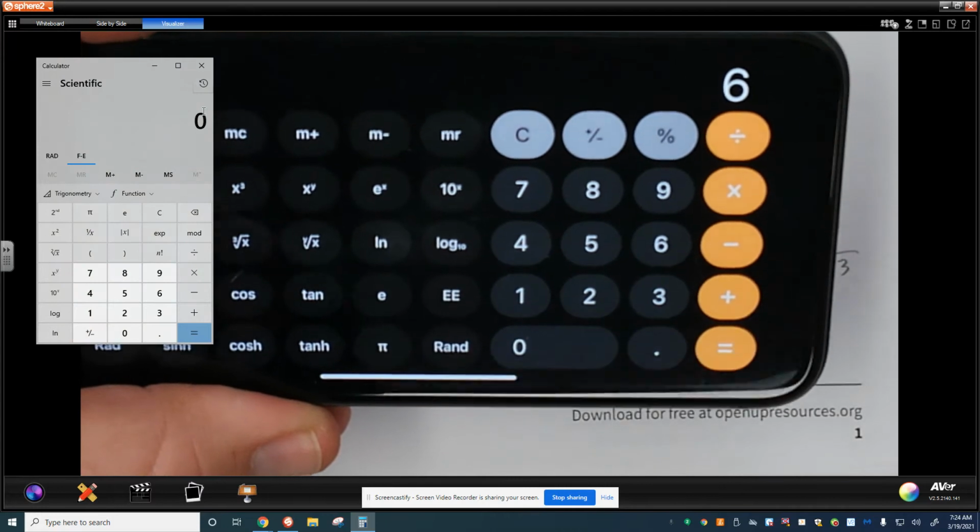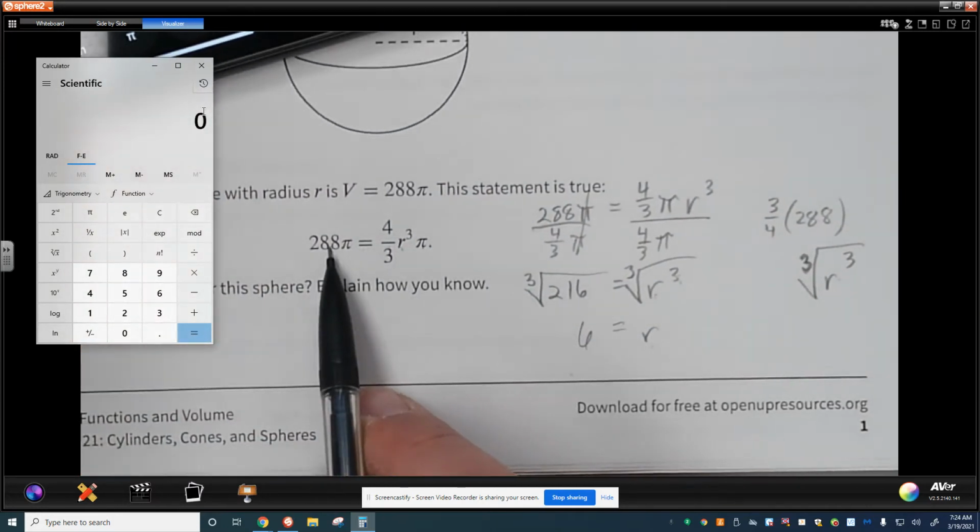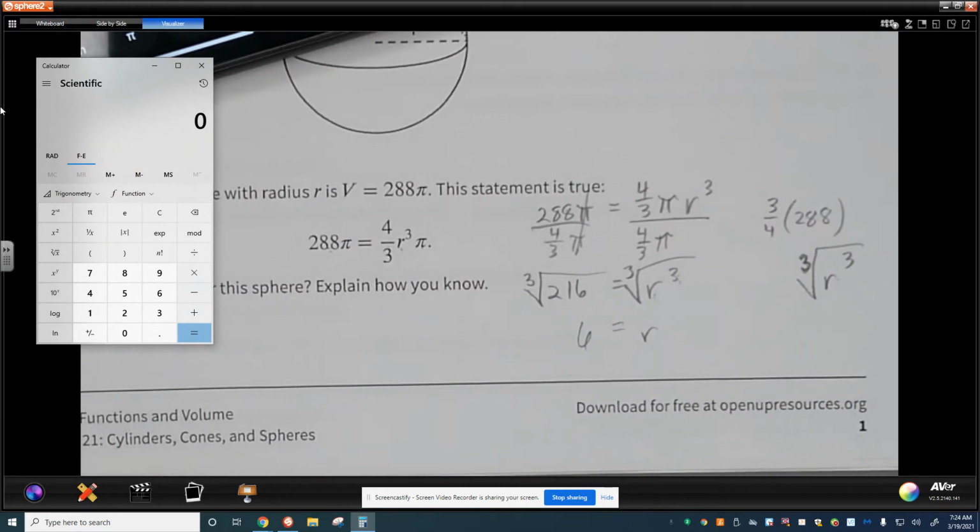And what that means is that if we have the right radius now, it should come out to 288 times pi. So let's start with that piece. Let's take 6 on our other calculator. 6 times 6 times 6, 6 to the third power. Whoops, let's change this back to radians here. Uh-oh, I don't know what I did to my calculator. I messed it up. Oh, there it is. Okay.